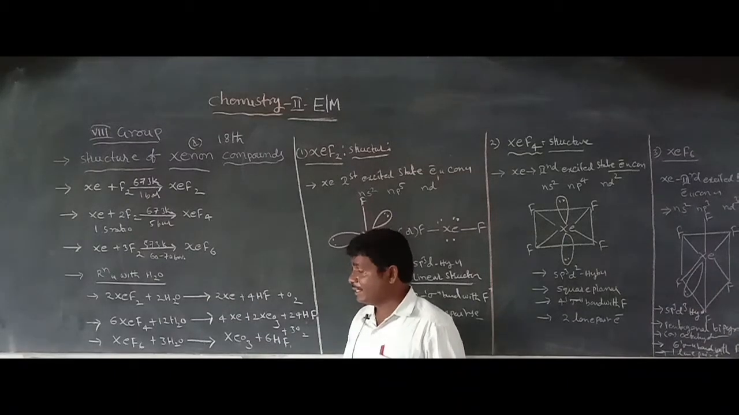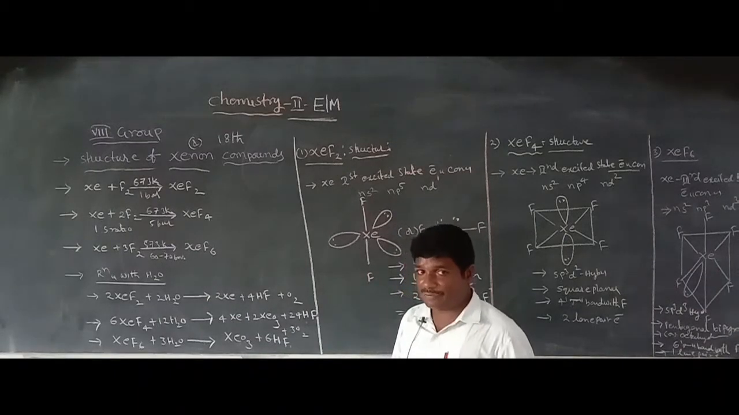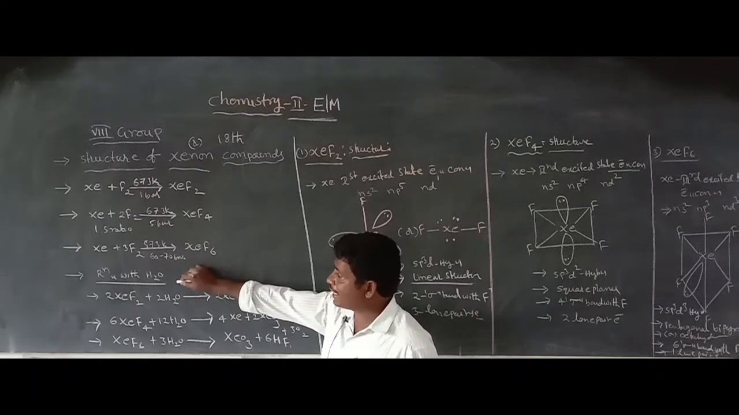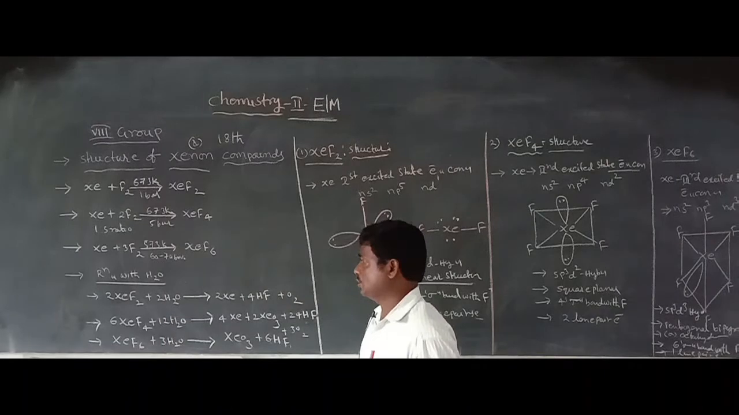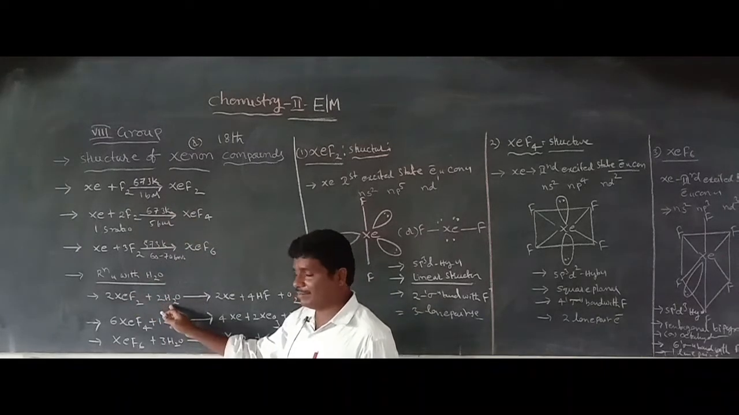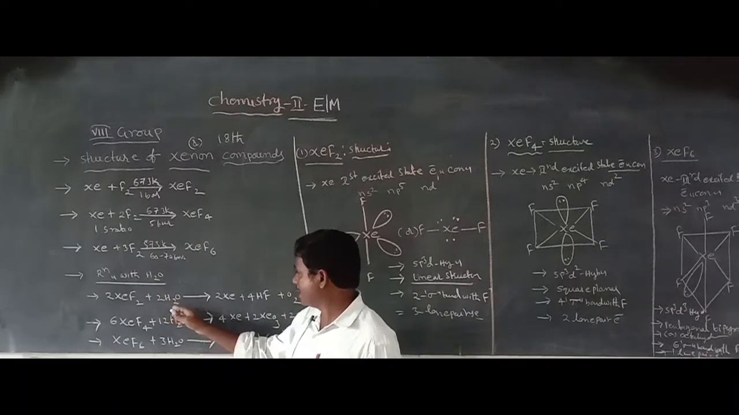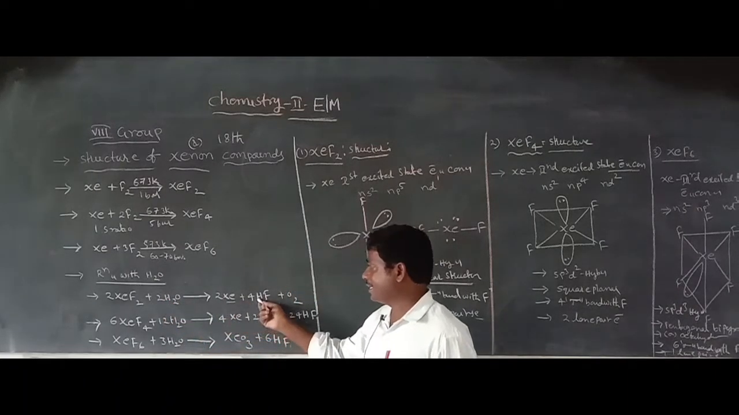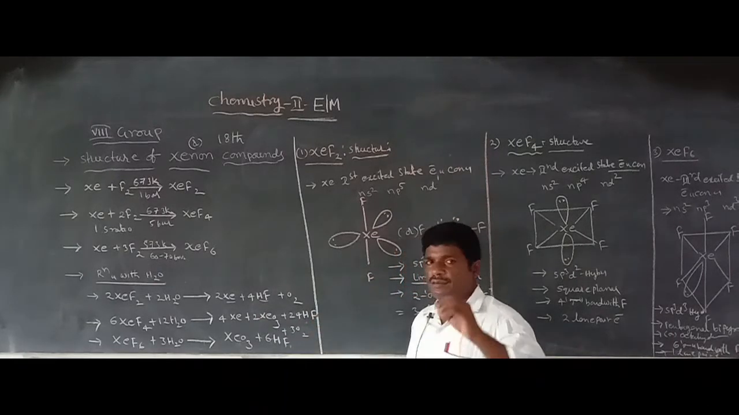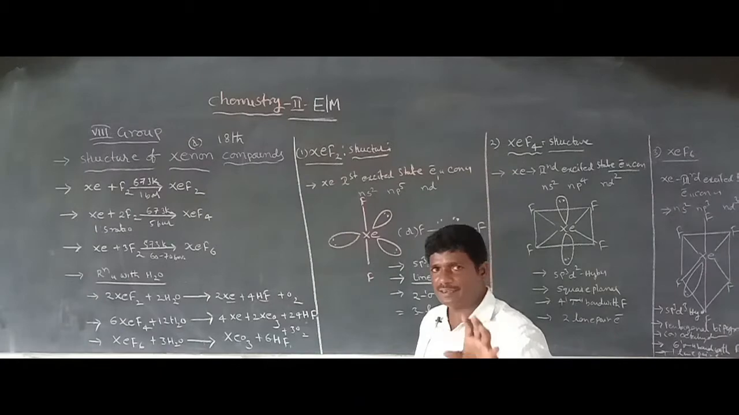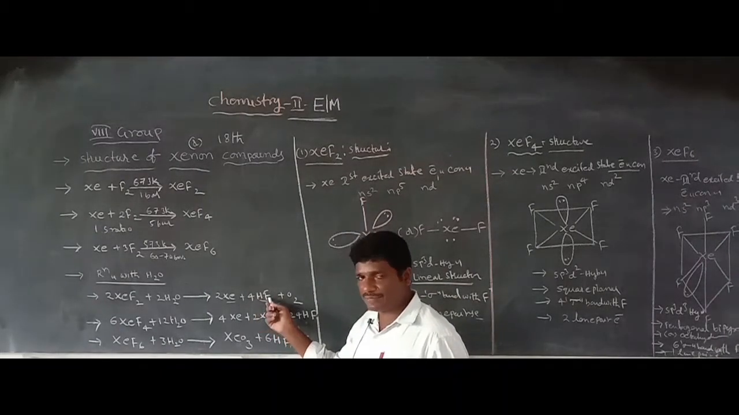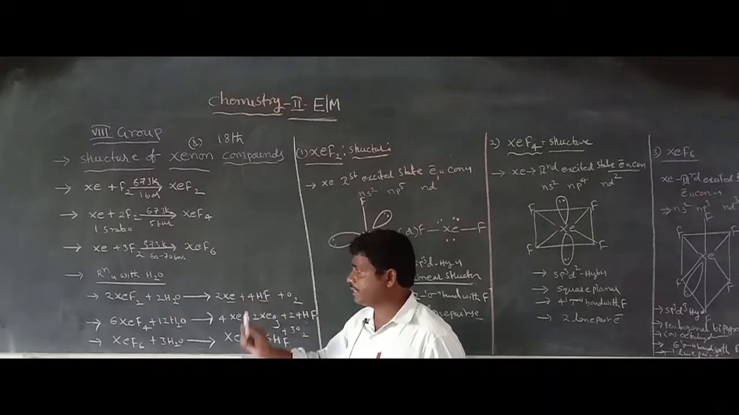Next, xenon difluoride, xenon tetrafluoride, and xenon hexafluoride react with water, H2O. Here is the first one: xenon difluoride dissolves in water to form xenon and hydrogen fluoride. Oxygen is also formed. When xenon difluoride dissolves in water, it forms hydrogen fluoride HF, oxygen, and xenon.